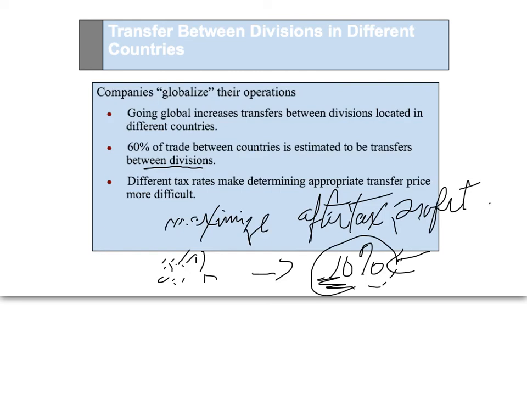Governments are watching this. They want to make sure that there's a fair transfer price, especially when a company is transferring products from a high tax country to a low tax country. But that's the way the world works today in a globalized business of operations. So transfer pricing is a whole course on its own. There are many behavioral aspects to it, many problems with it, but nevertheless, it's a fact of business life today.